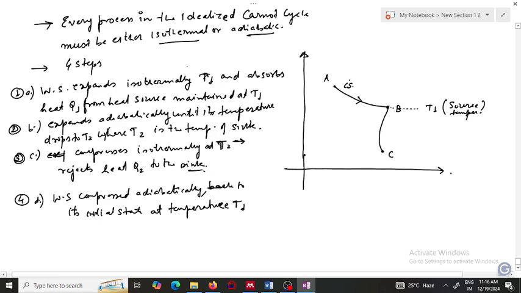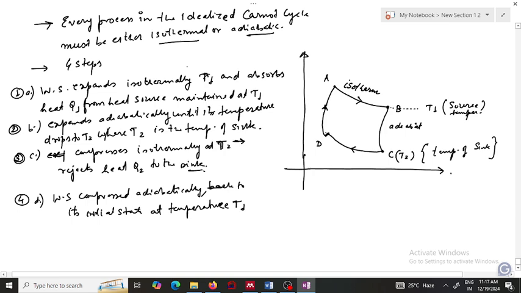So the first process is represented by an isotherm AB, followed by an adiabat, which is BC. During an adiabatic expansion, the temperature drops to T2. This T2 is the temperature of the sink. Again from C to D, in the third process, there would be an isothermal compression. In isothermal compression, heat would be rejected to the sink by an amount Q2, and now you reach point D. It is at the same temperature as the sink, and from D to A, my working substance would be compressed adiabatically so that it again reaches back to its initial state at T1.